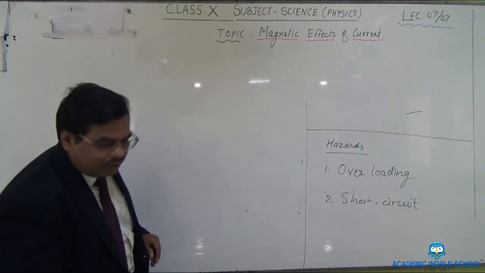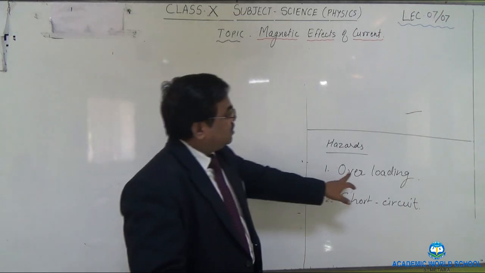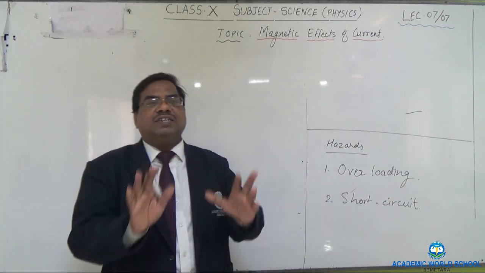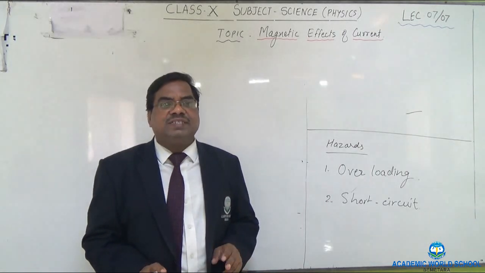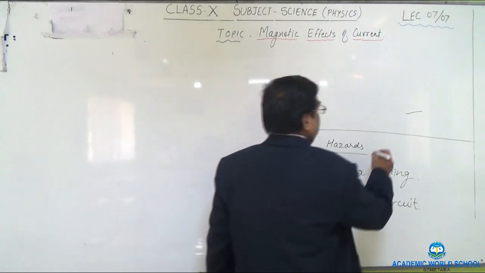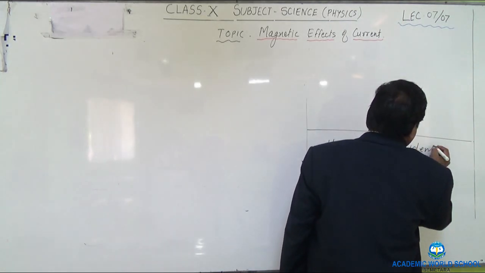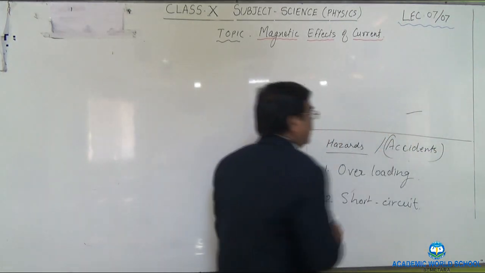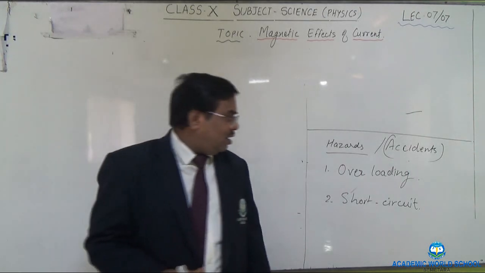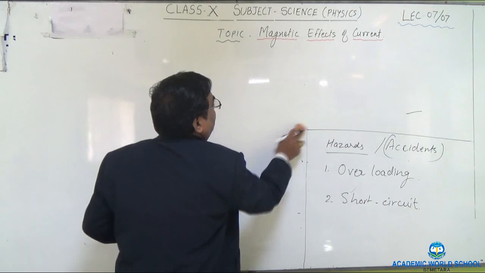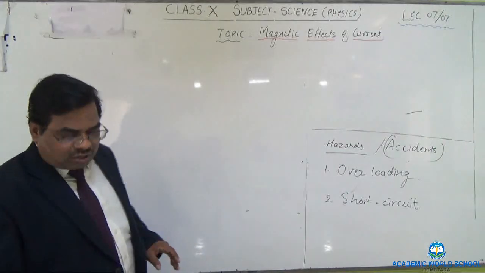Now let us see overloading and short circuit. These are the two hazards. Hazards, we can say accidents. So overloading and short circuit. What are these overloading and short circuit?